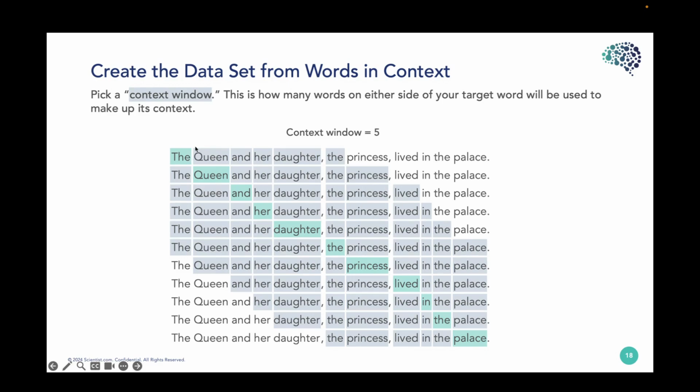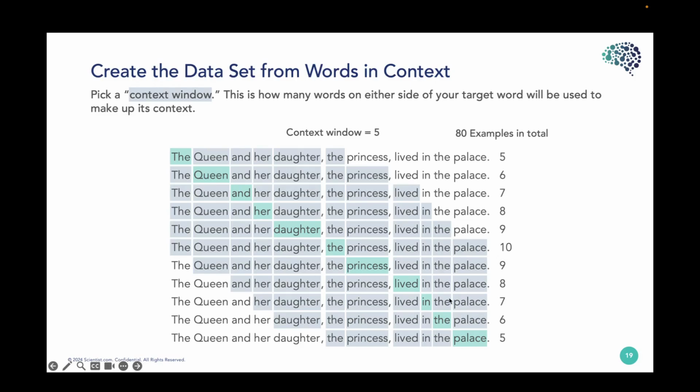And each pair is going to be one example that I'm going to feed to my network. So the queen, the and, the her, right? Daughter, queen, daughter, princess. Each one of these is going to be a single example. And as you can tell, there's going to be a lot of examples. There's 5 in this line, 6 in this line, 7. There's going to be 80 examples total for this one sentence.